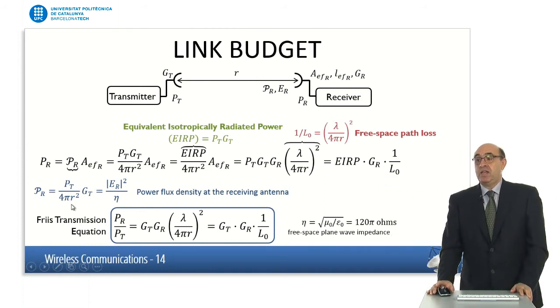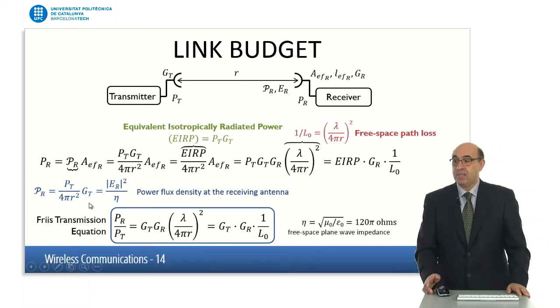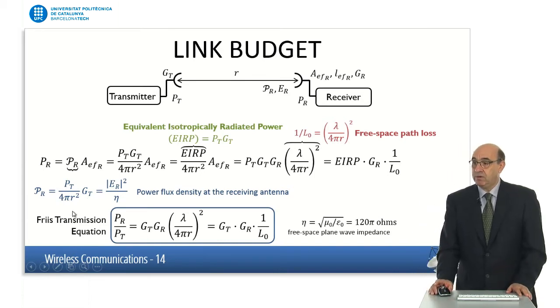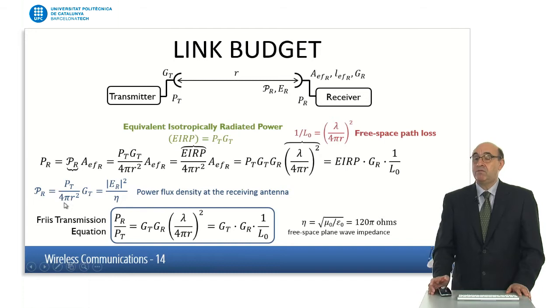But since the antenna is not isotropic, we have to multiply this by the gain of the antenna, and this is the product we have. So the power flux density is just the product of the power of the antenna and the gain of the antenna, divided by 4 pi r squared.